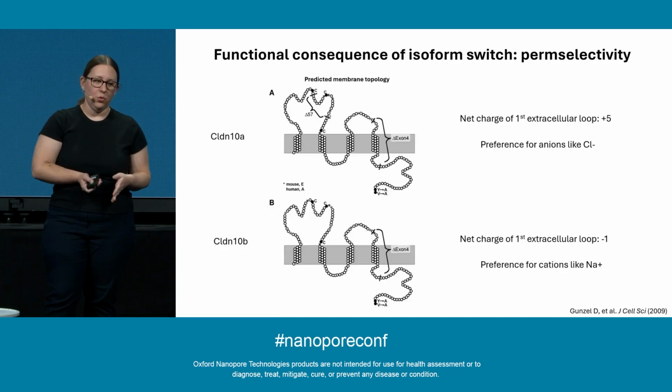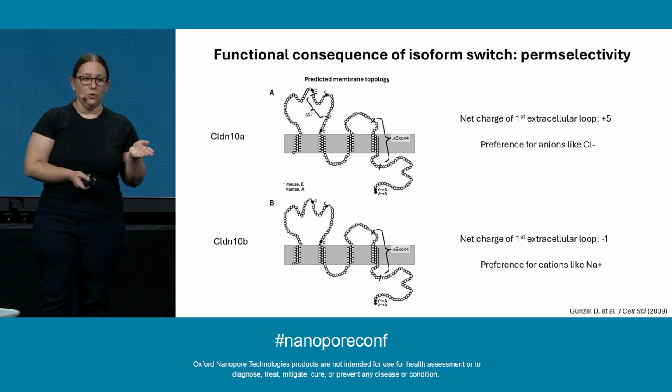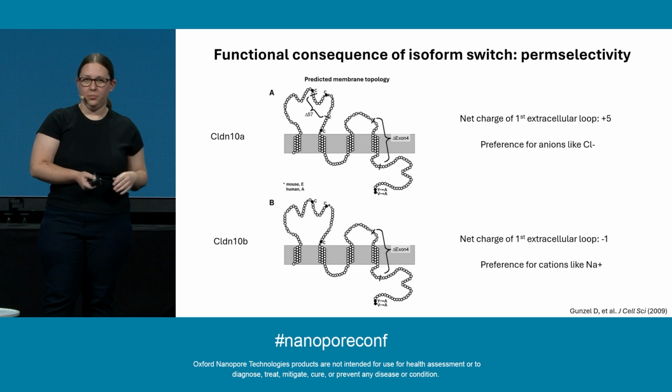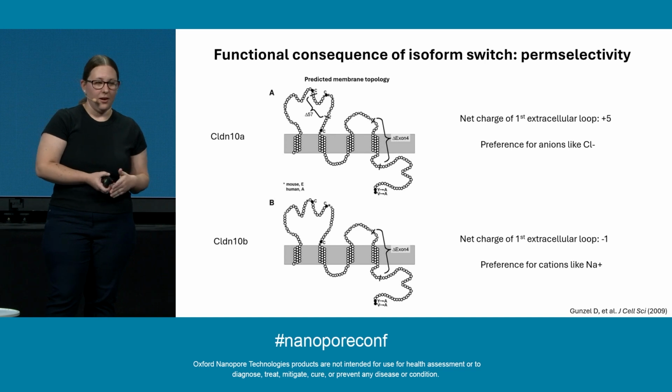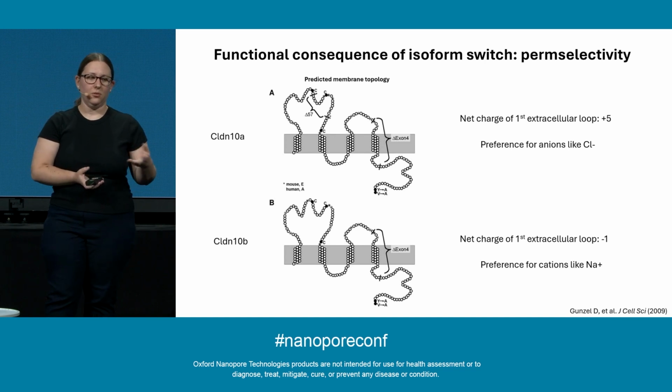And the reason this is important is it leads to a functional consequence of the different expression of these isoforms, and that is when it comes to perm selectivity, or preferring anions or cations. So in the case of claudin 10A, it has this extracellular loop domain, which has a different sequence than claudin 10B. And so in 10A, this loop sequence has a net charge of +5, so it will prefer anions. And then claudin 10b has a net charge of -1, so it prefers cations. And because of this, the cells now have different functions along the nephron.